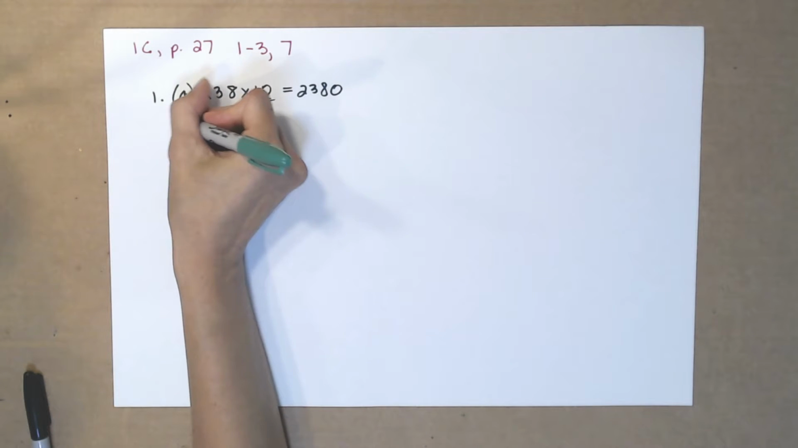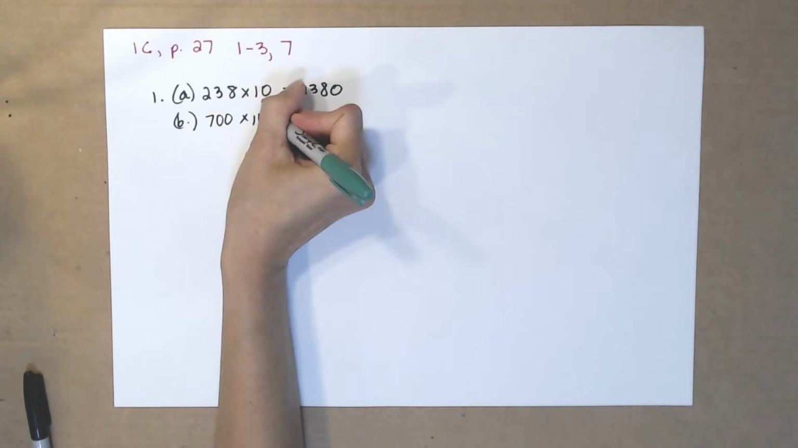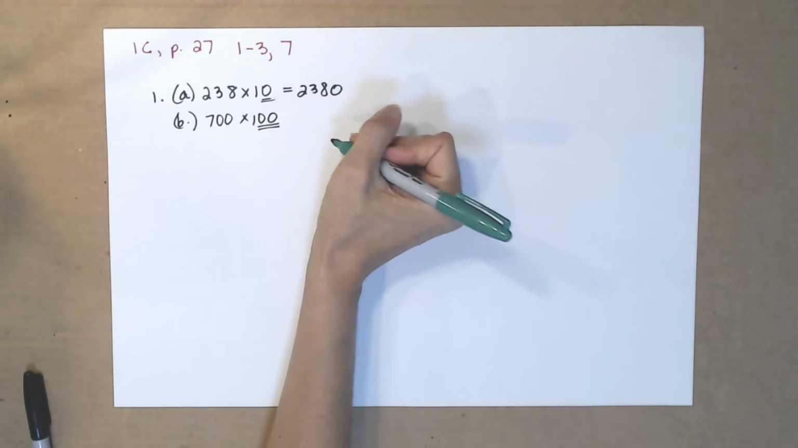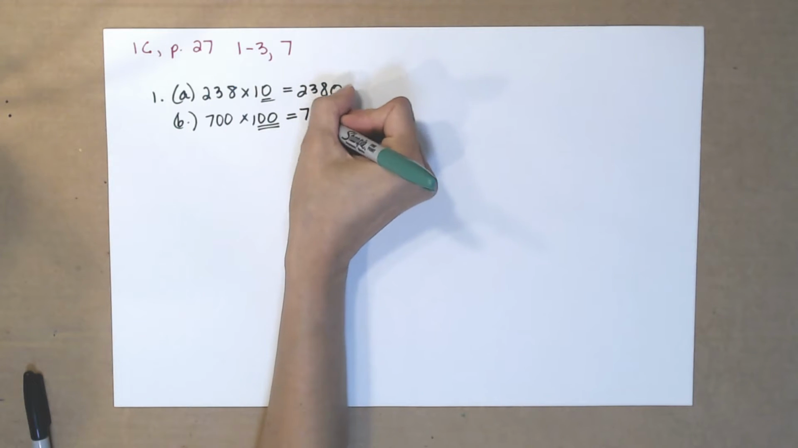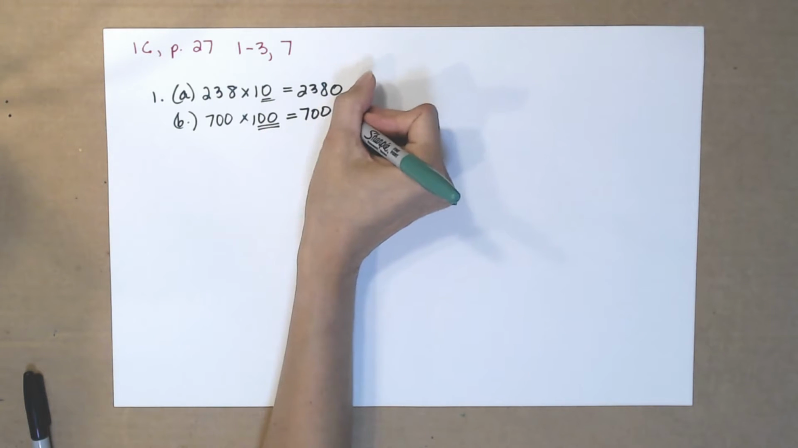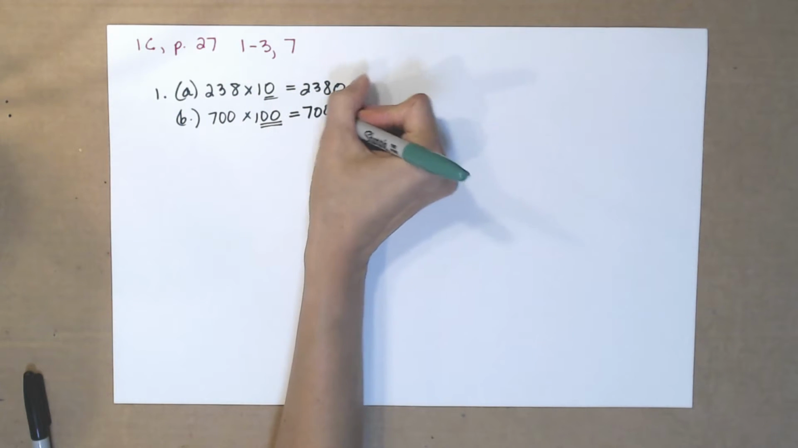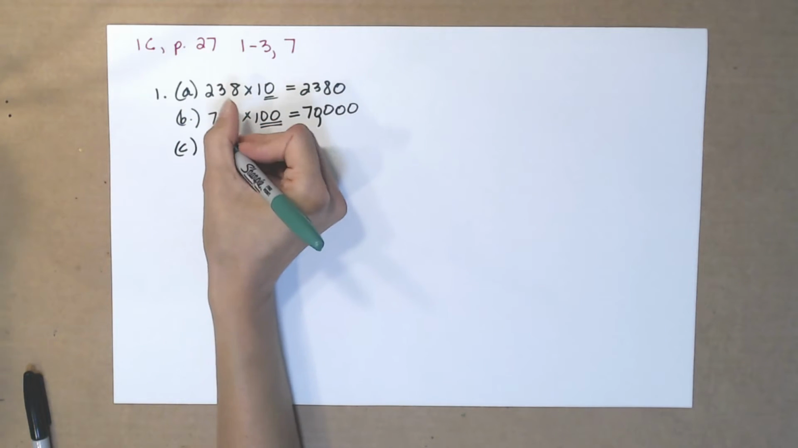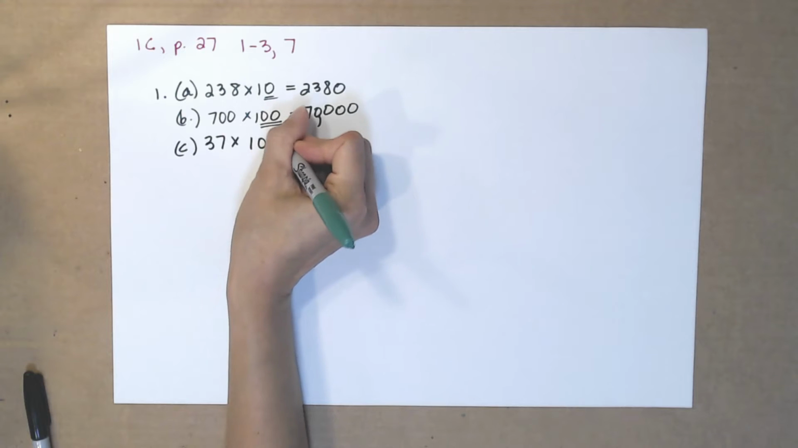2,380. B, we have 700 times 100. Now when we're multiplying by 100, we add 2 zeros onto the end. So we take this 700 and then we add 2 zeros. So I'm taking this number and then adding 2 zeros. 70,000.